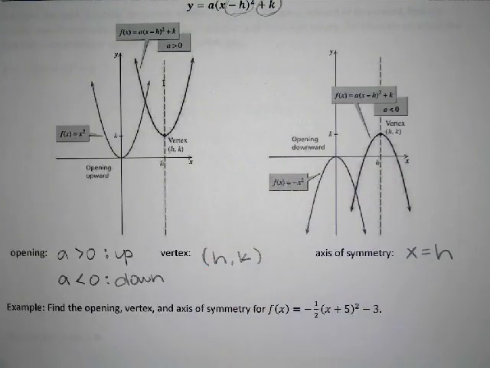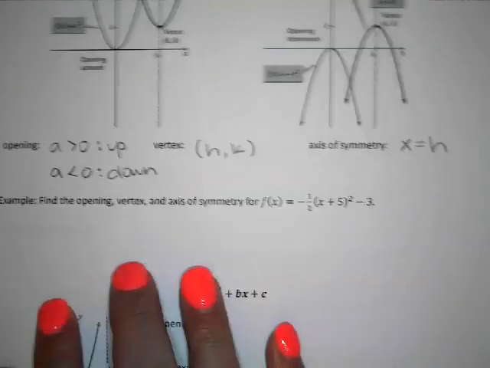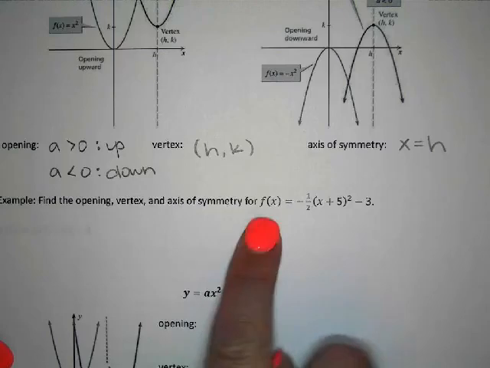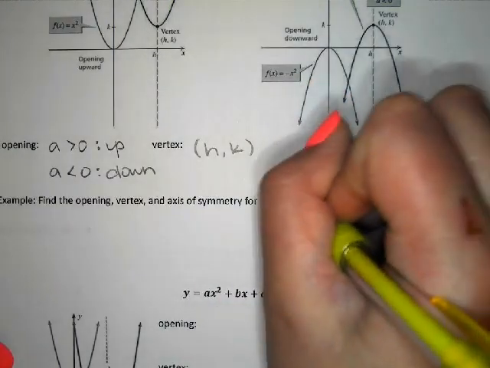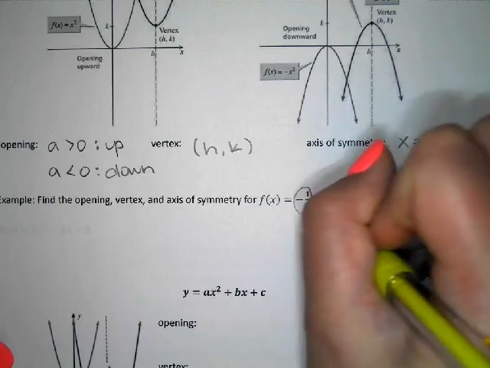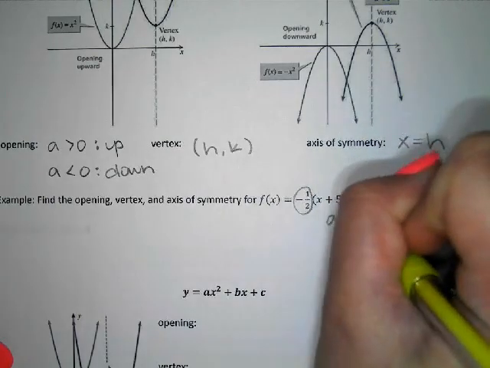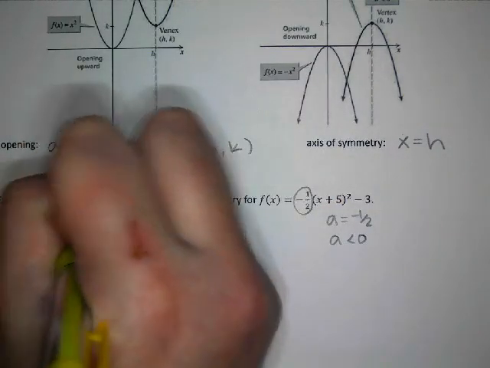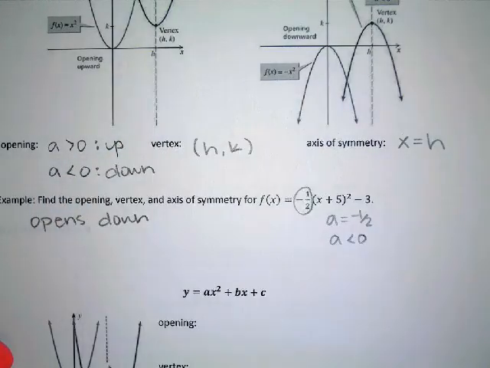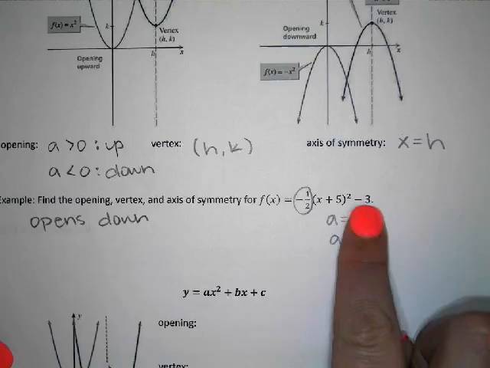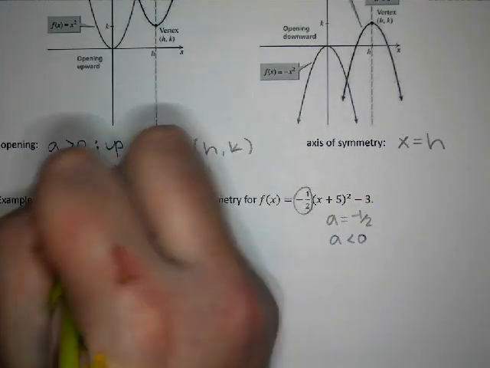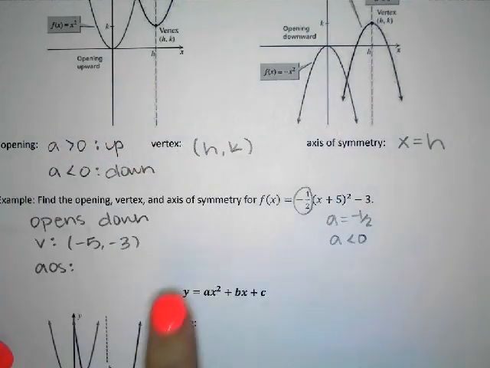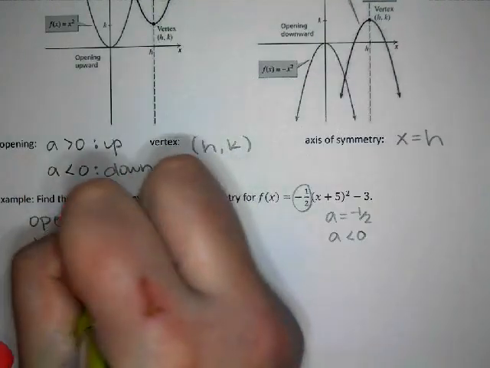So if we were to apply that information to this problem to find the opening, vertex, and axis of symmetry, I would look first at this a value of -1/2. a is -1/2, so a is less than 0, and that means that this graph opens down. It's an upside down graph. The vertex is (-5, -3). And the axis of symmetry is the vertical line that goes through (-5, -3), so it's the equation x equals -5.